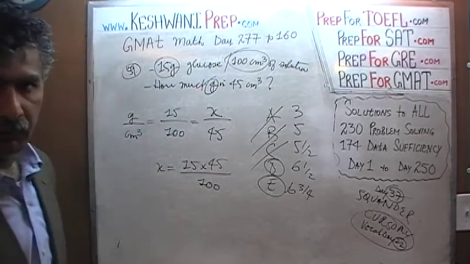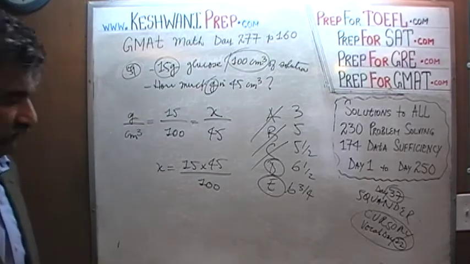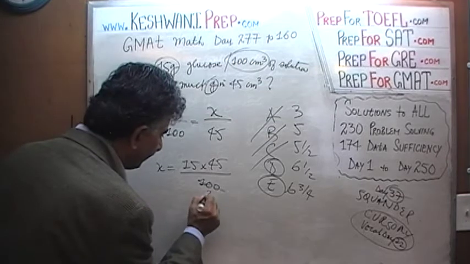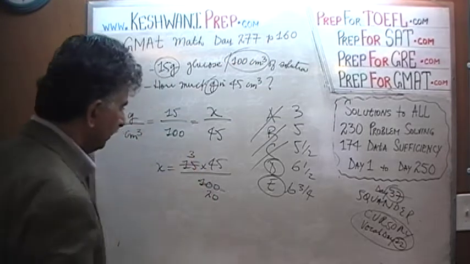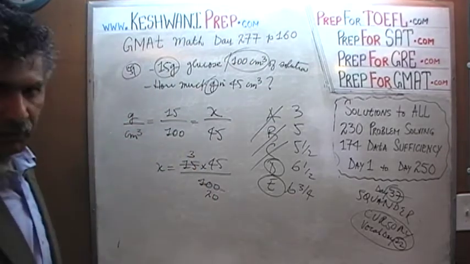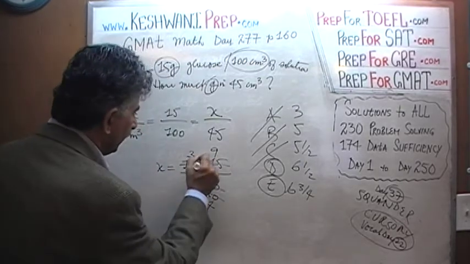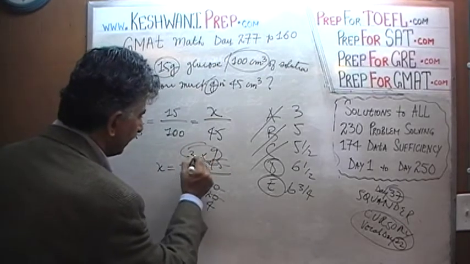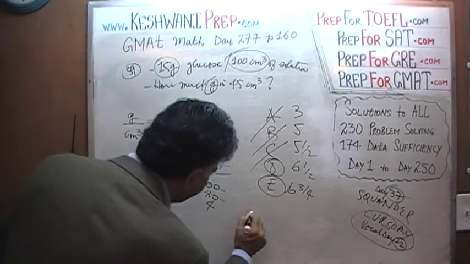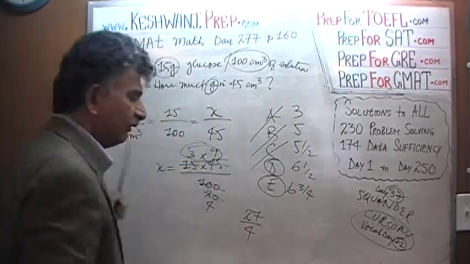15 times 45 over 100. Let's divide top and bottom by 5. If we divide top and bottom by 5, this becomes 20, that becomes 3. Let's divide top and bottom by 5 one more time. So that becomes 4, and this becomes 9. So we end up with 3 times 9. 3 times 9 is 27. We end up with 27 over 4 as our final answer.